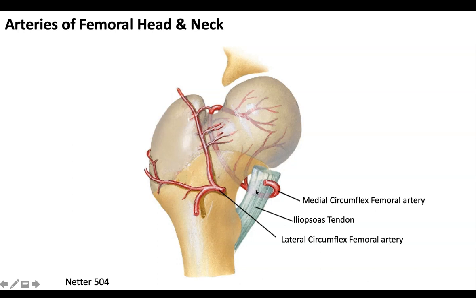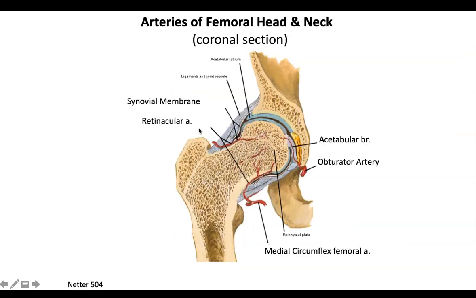And you can see here the medial circumflex femoral artery lies on the posterior aspect and the lateral circumflex on the anterior aspect. The lateral circumflex femoral artery gives rise to retinacular branches, but they are smaller in number and they supply less of the head and neck of the femur than the medial circumflex femoral artery.